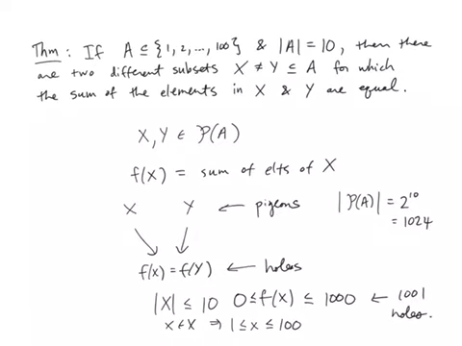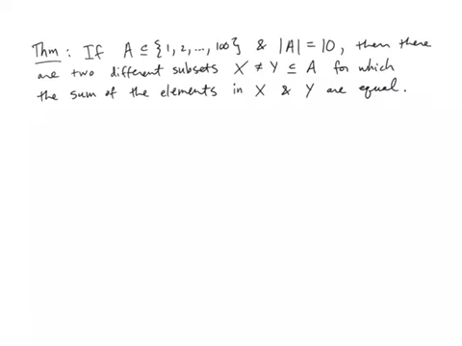So that means that you have 1,024 pigeons flying into 1,001 holes. So there's always going to be 2 pigeons flying into the same hole. There's always going to be 2 subsets which have the same value under this function. So let's write that up.